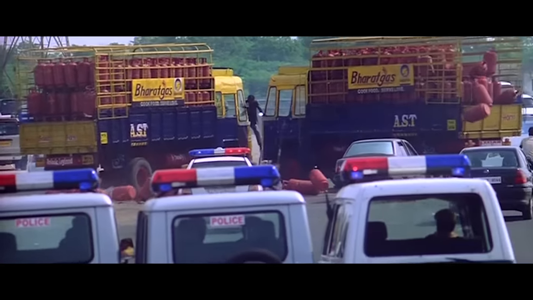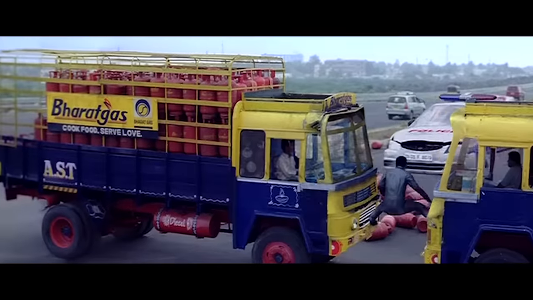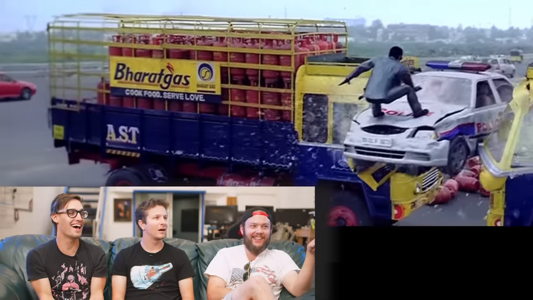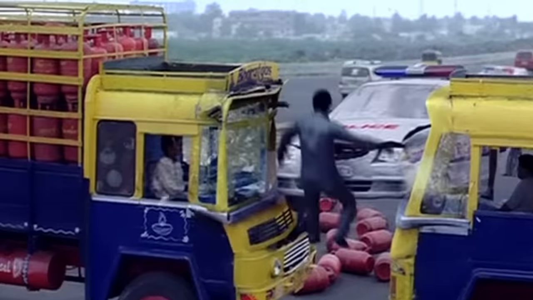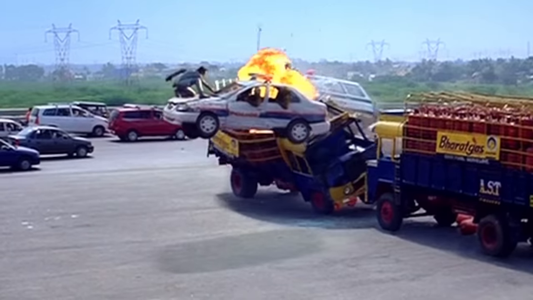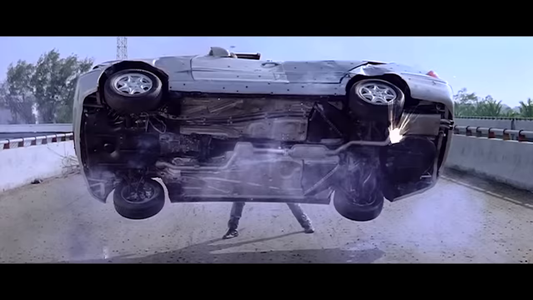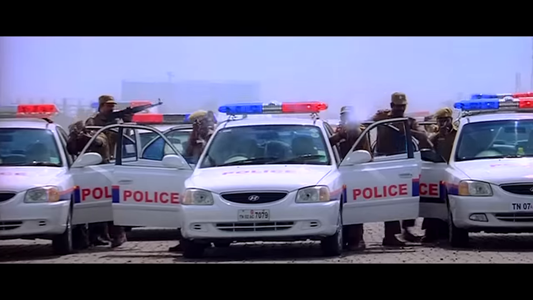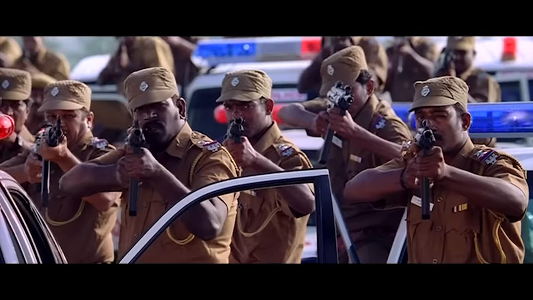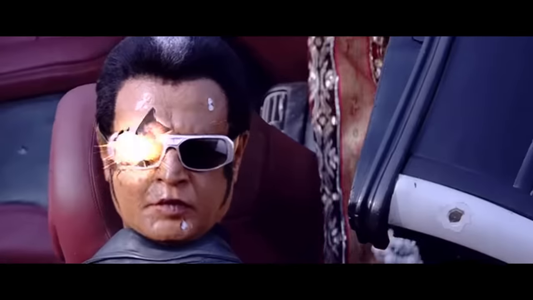It's happening. That was a CG person there. There we go. That person was computer generated. Wait, so this guy's on the other side. Oh my God! Oh, that's incredible.